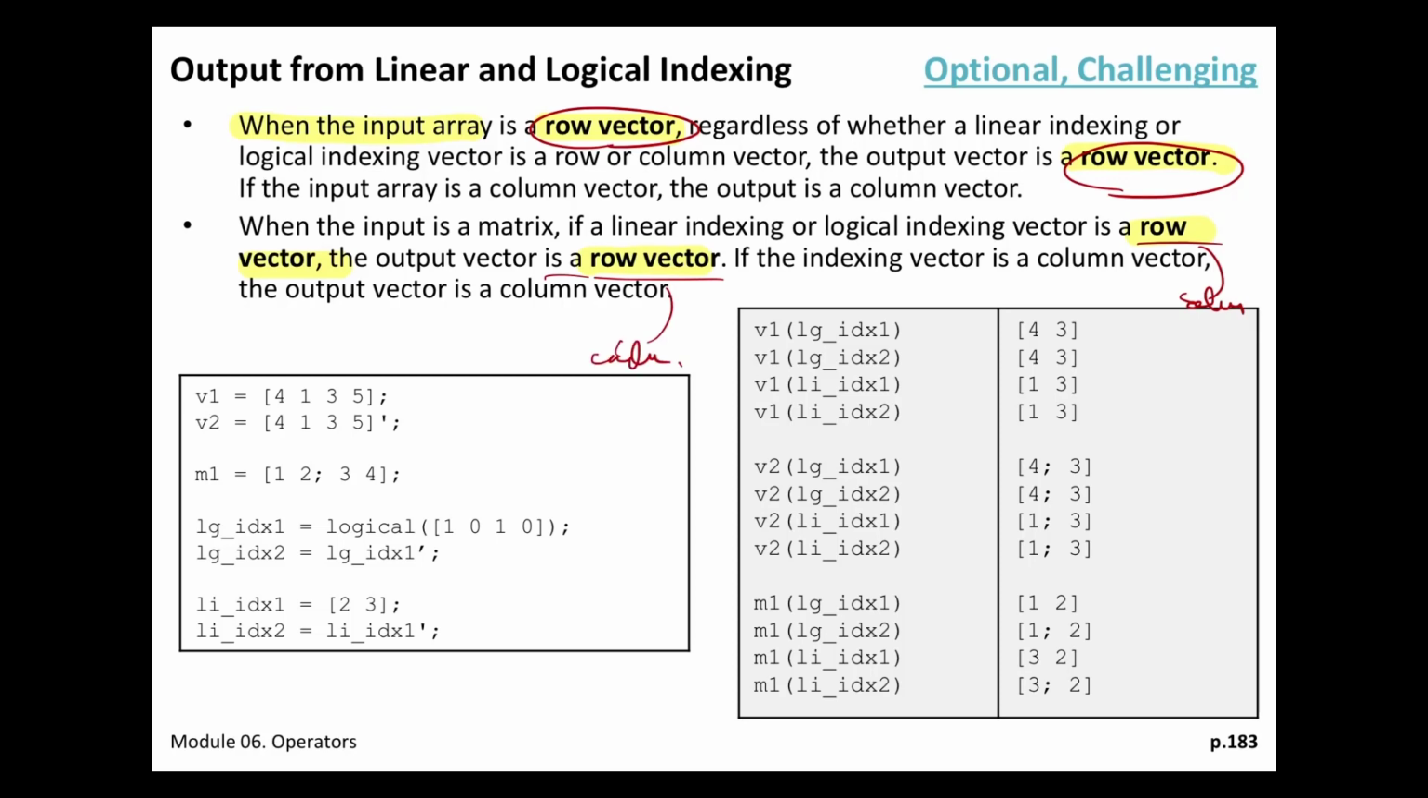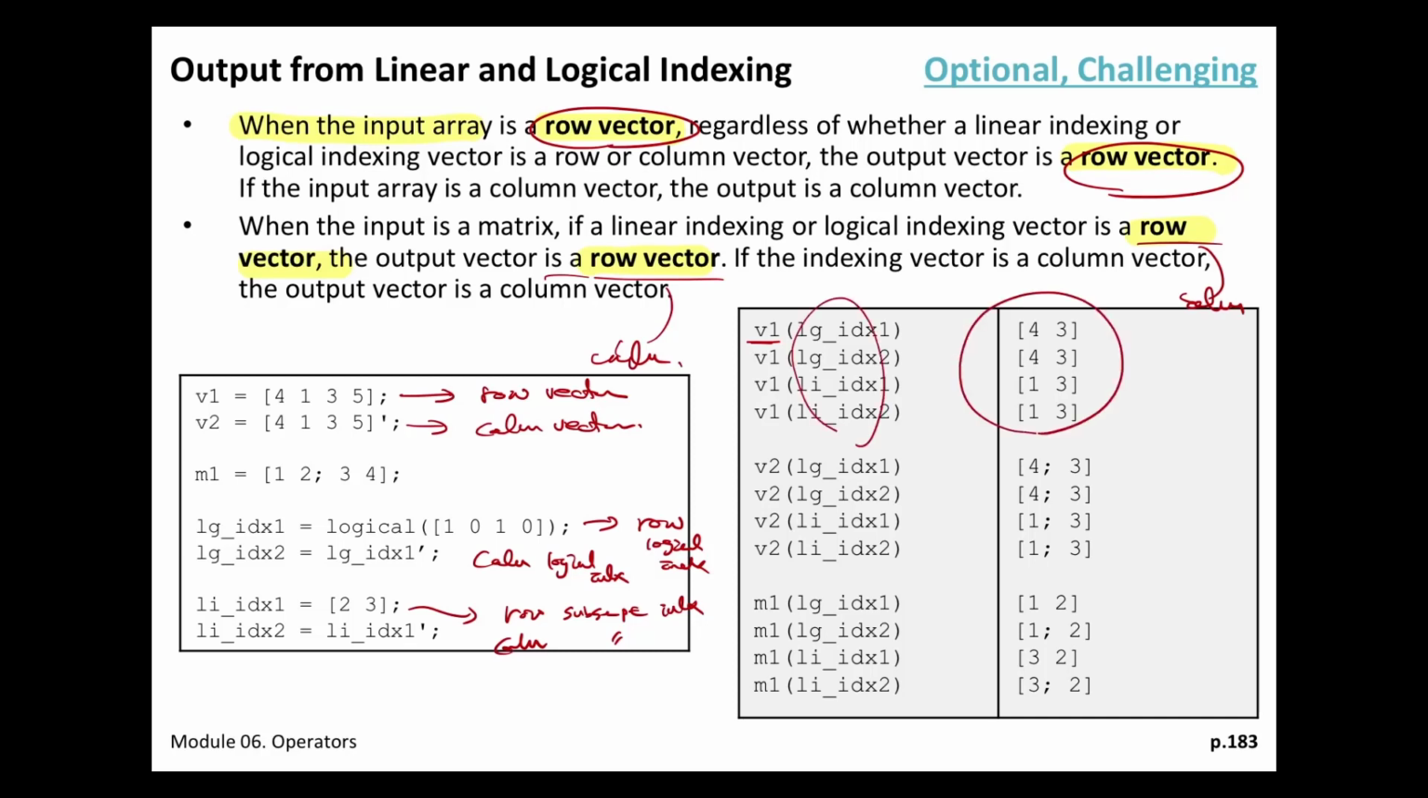So let's take a look at the example. V1 is the row vector. V2 is the column vector. This is the row logical indexing. This is the column logical indexing. What is this one? Row subscript or linear indexing vector. This is a column. So V1 is a row vector, so no matter what the form of the logical or linear indexing vector is, this always gives you a row vector.